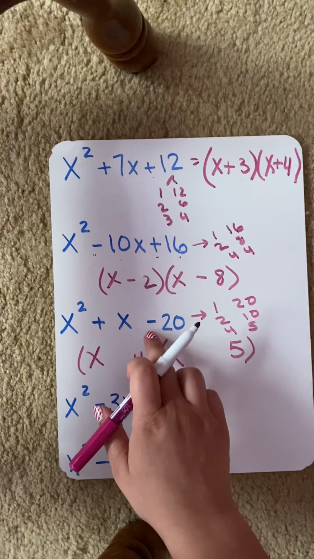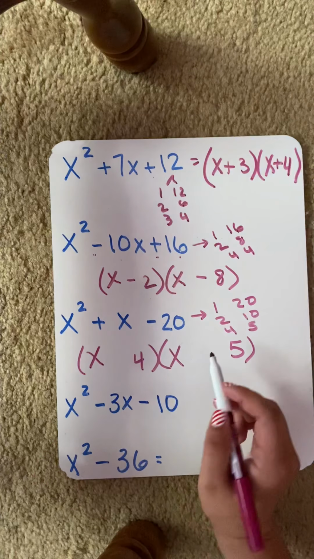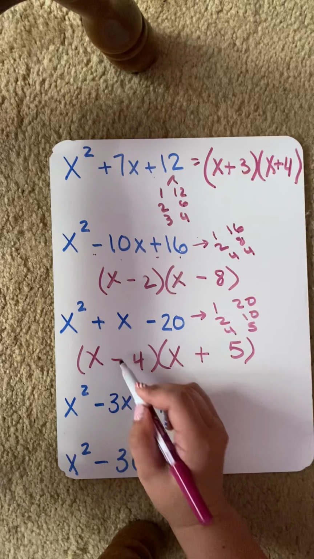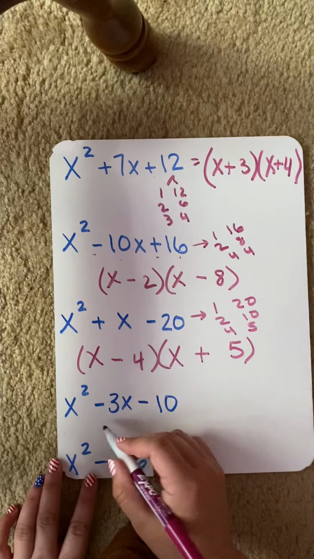Now when your last sign is negative, that means that your bigger number gets the first sign. So 5 is bigger, so 5 gets the plus. So we get x minus 4 times x plus 5.